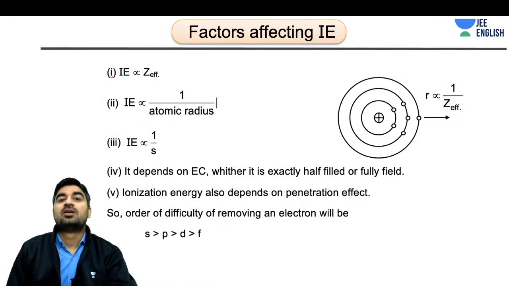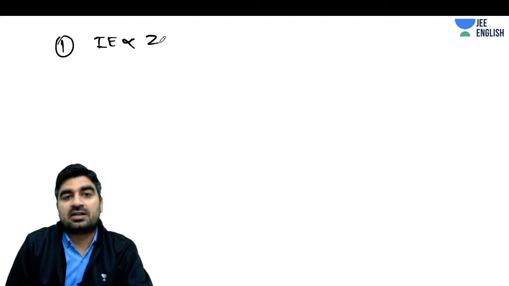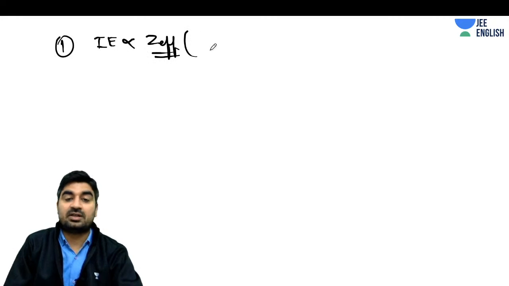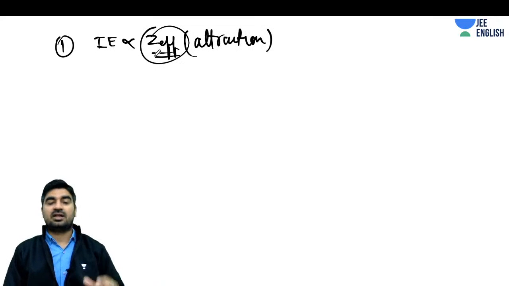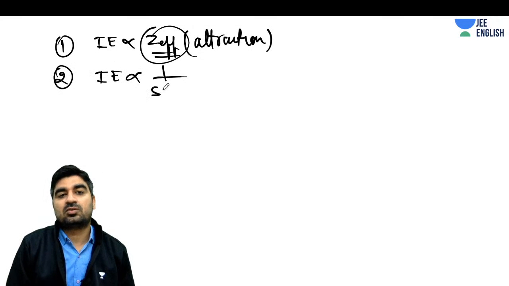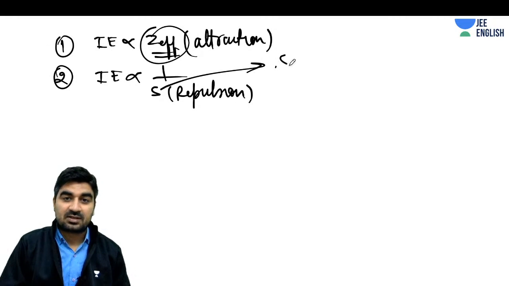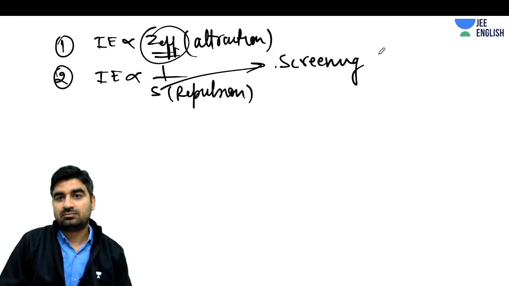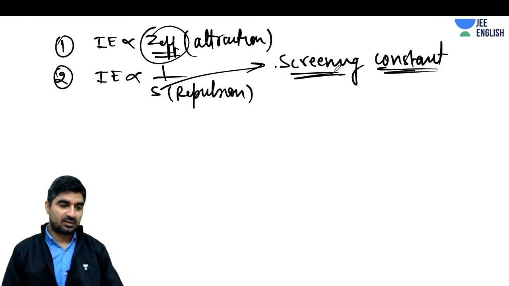So let's move on. What are the factors that affect ionization energy? First of all, it is directly proportional to Z effective. Why? Because Z effective represents attraction. So if Z effective increases, ionization energy will increase. It is inversely proportional to S, which is repulsion. And what do we mean by S? S represents the screening constant. Got it? Any doubt?